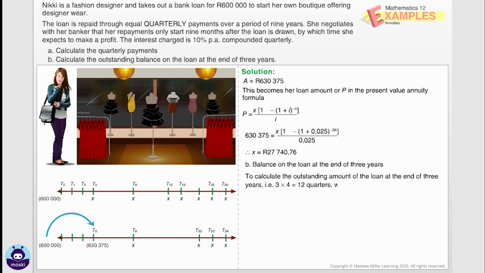To calculate the outstanding amount of the loan at the end of 3 years, that is, 3 times 4 equals 12 quarters, we need to find the present value of the outstanding payments from T13 to T36 on the original timeline. Here, N equals 36 minus 12 equals 24.